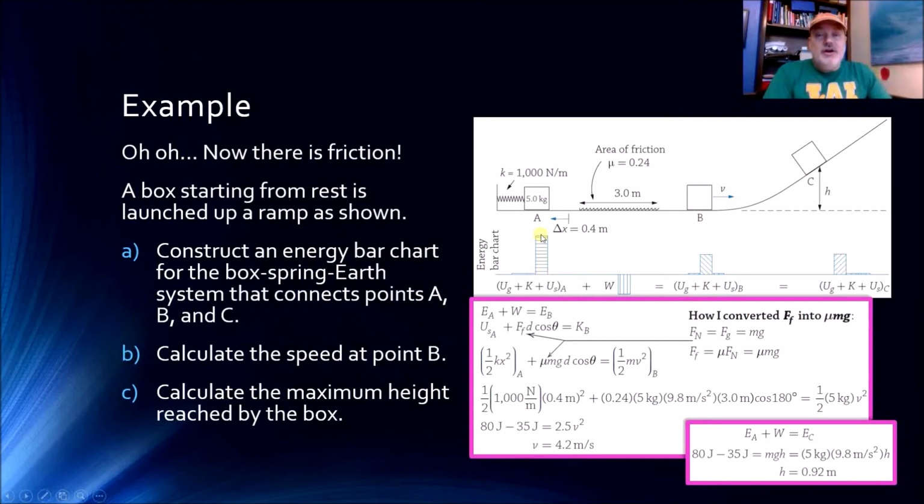In our energy bar chart, you can see I start with spring potential, but there is negative work done. And so this bar is less than the original by this amount. But then from here to here, we end up with the energy still remaining the same. So I just plug those in, and I end up with 0.92 meters. So not as high as it was before. I think it went to 1.6 the first time.